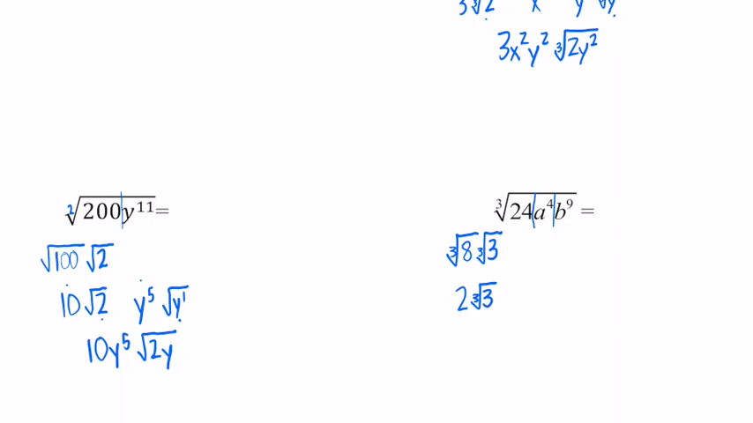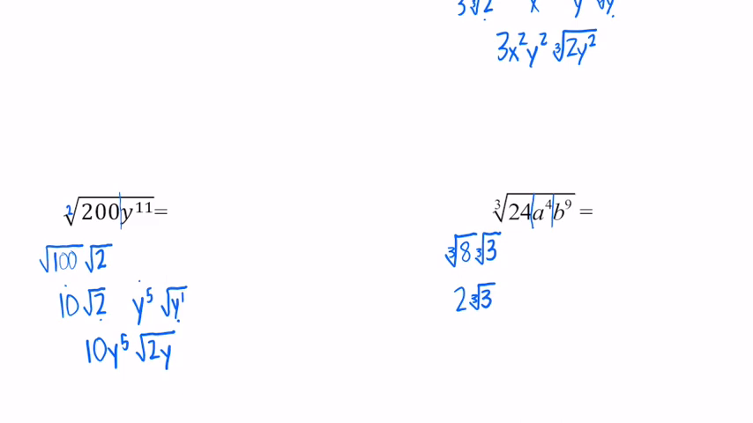For the cube root of a to the 4th, 3 goes into 4 once with a remainder of 1. So we'll have a to the 1st times the cube root of a to the 1st. For the cube root of b to the 9th, 3 goes into 9 exactly 3 times, so we would have b to the 3rd. We take the portions that aren't under the root, 2a, b to the 3rd, and put those at the front. And then the portions that are under the root, the cube root of 3a, go together there.